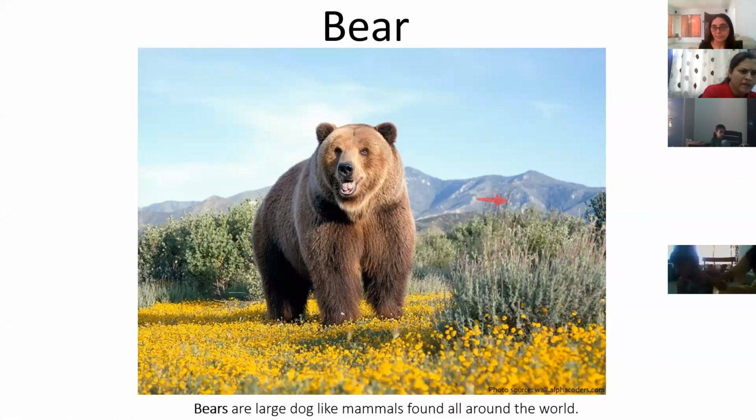Now, what are mammals? Do you know that? Mammals are the ones which give birth to babies. So the bears have babies, and they feed their babies. They have hair all over their body. So these are the bears.